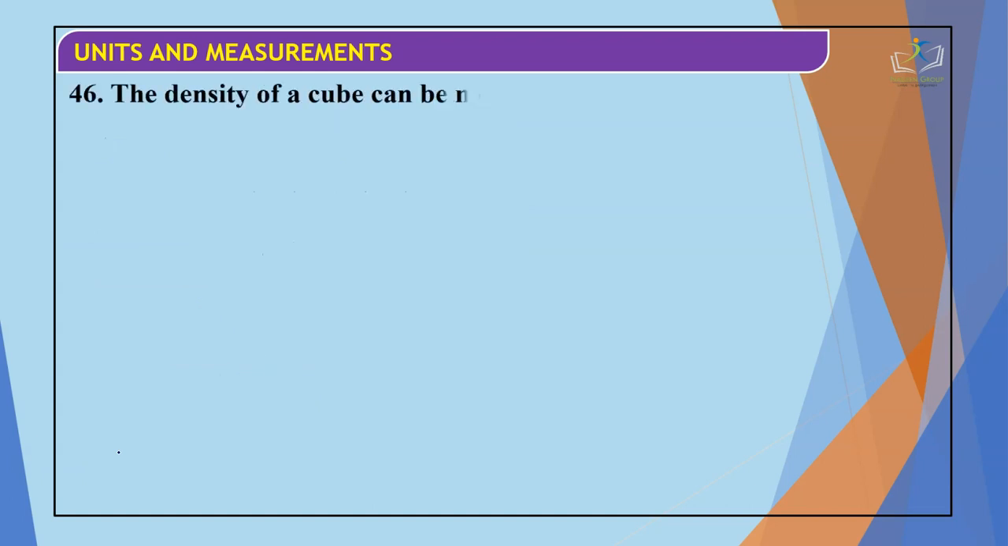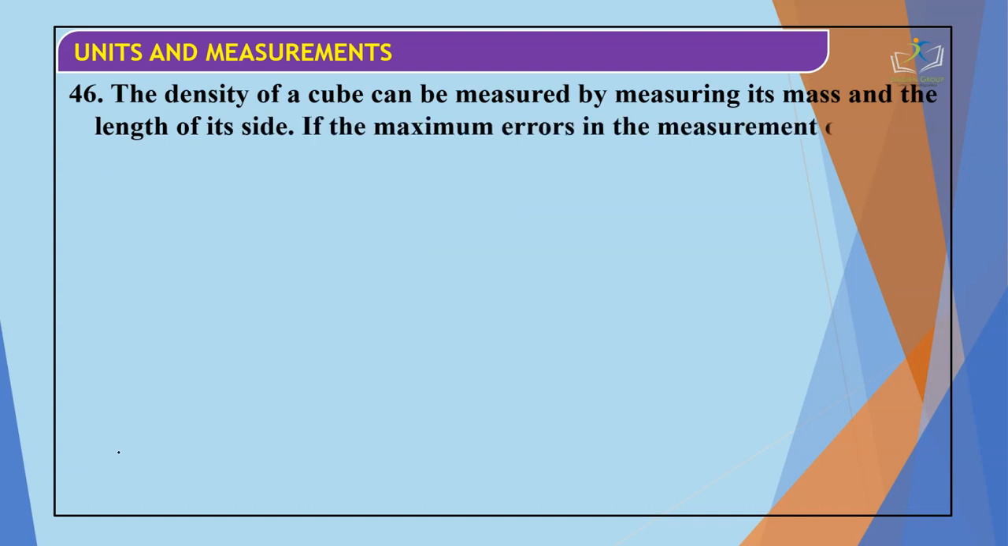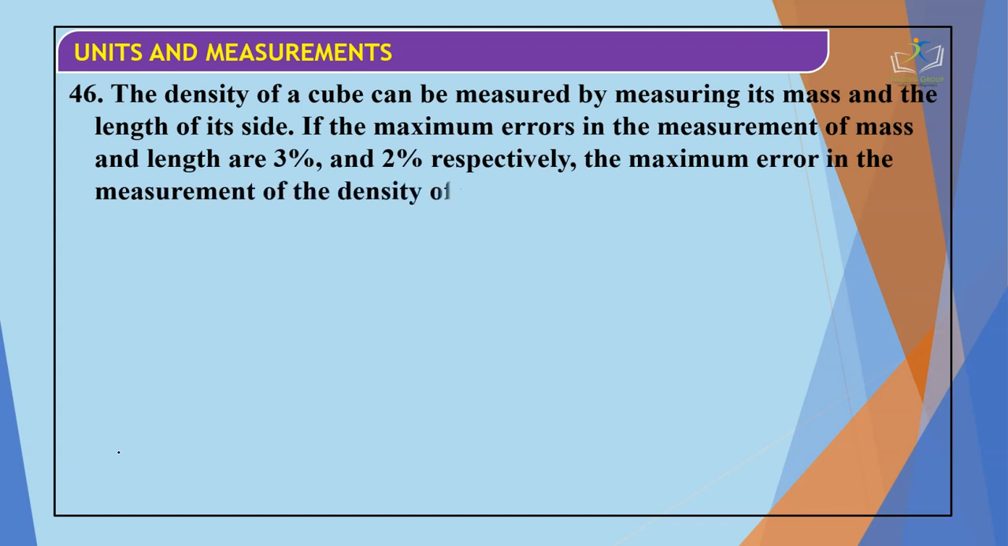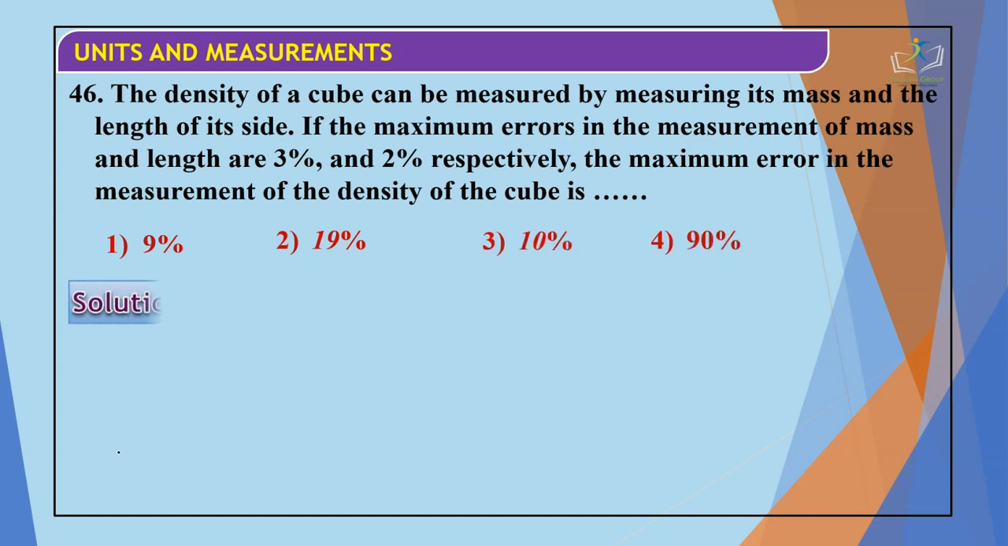Next, the density of a cube can be measured by measuring its mass and the length of its side. The maximum errors in the measurement of mass and length are 3% and 2%. The maximum error in the measurement of the density of the cube is 9%, 19%, 10%, or 90%. Let's move with the solution part, students.